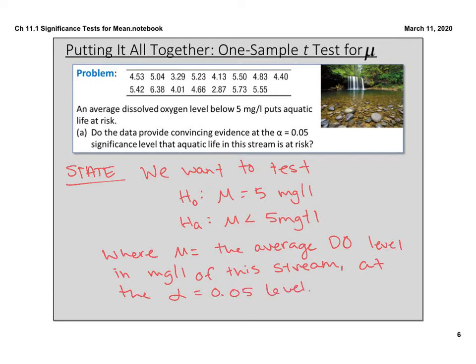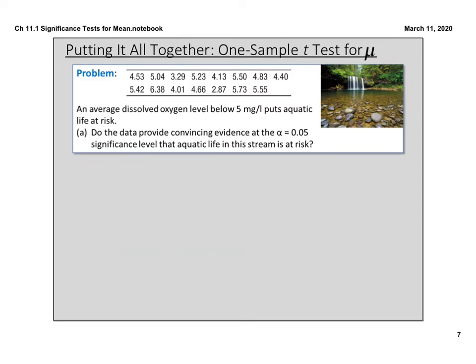Okay, so there's our state. We have the null and alternative, we have the parameter, and we have the alpha level, those three pieces. All right, let's go to plan. So in plan, this is going to be a one sample t-test for mu.